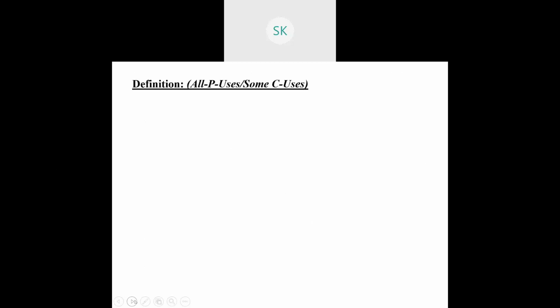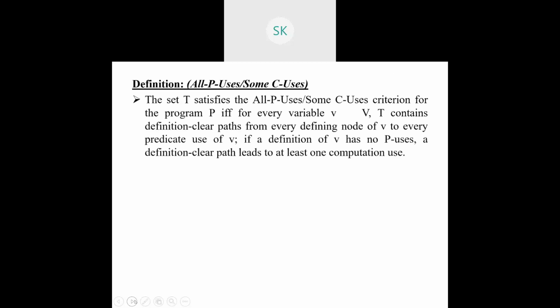All P uses or some C uses, that's what they have given. You just try to identify what they have. The set T satisfies the all P uses or some C uses criterion for the program P if and only if, meaning two conditions are there, and both conditions need to hold good. So that's where if and only if comes into the picture.